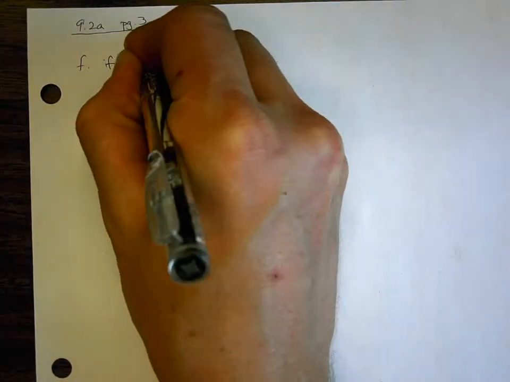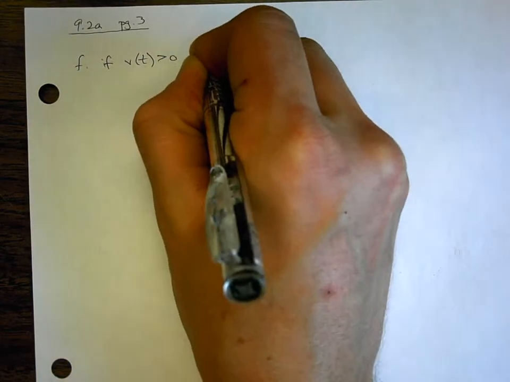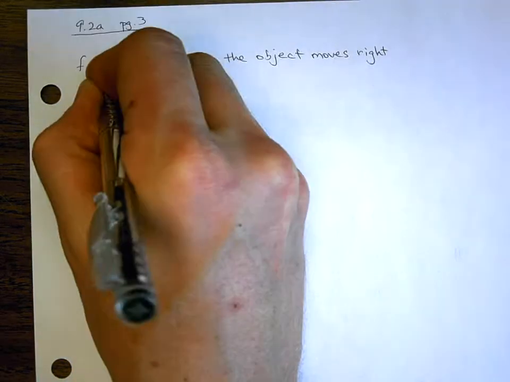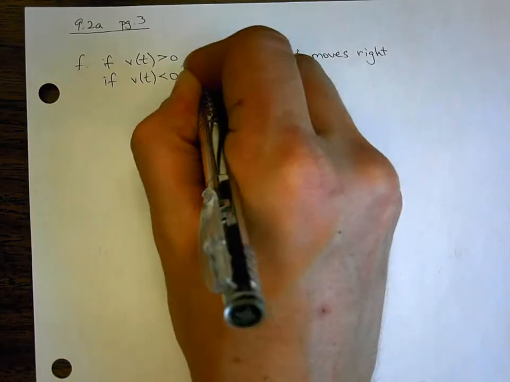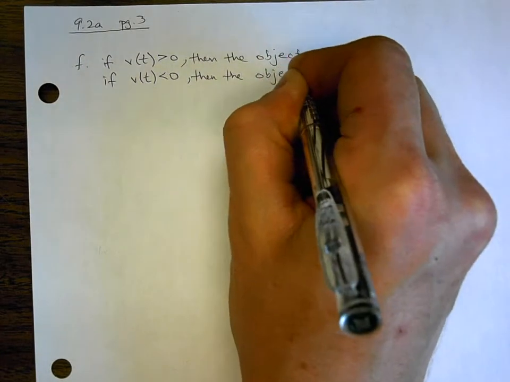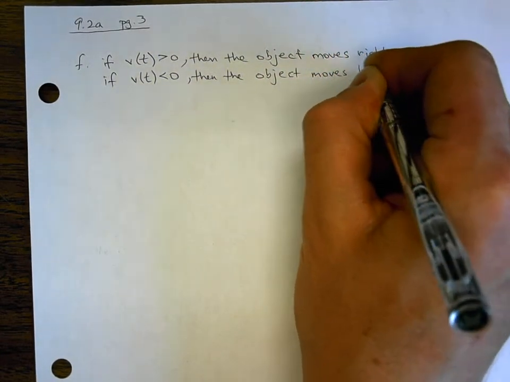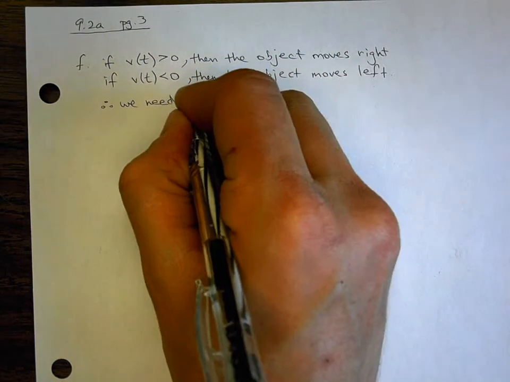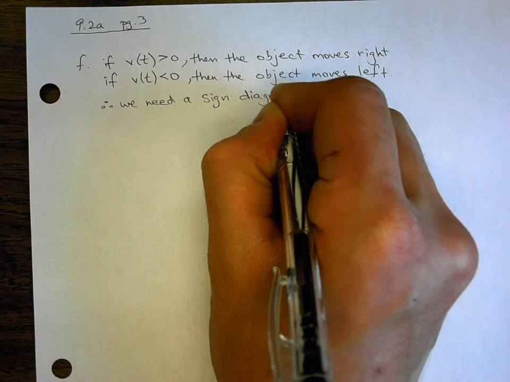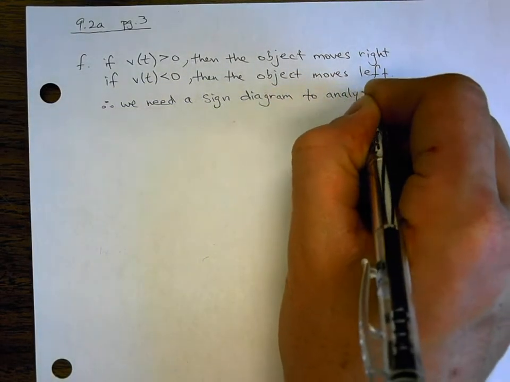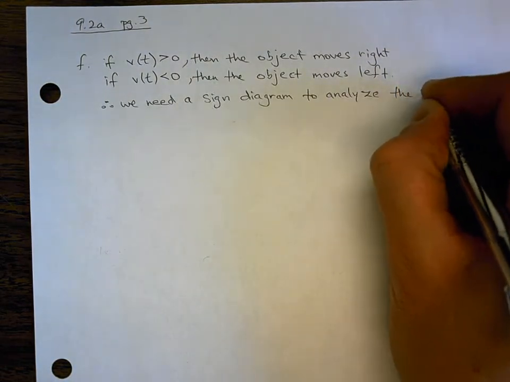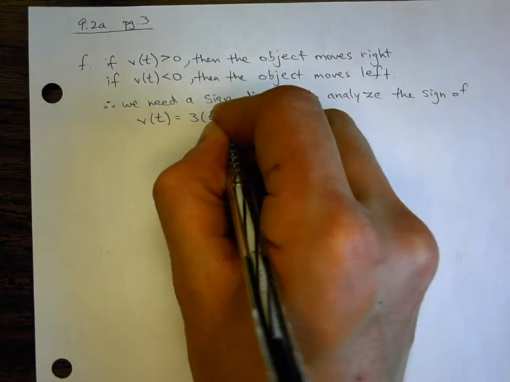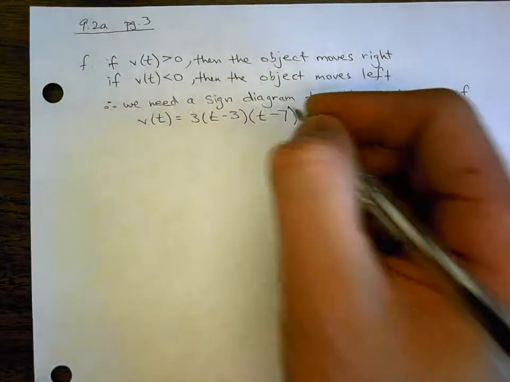If the velocity is greater than 0, then the object moves right. If the velocity is less than 0, then the object or particle moves to the left. So therefore, we need a sign diagram to analyze the sign of v(t), which is equal to, and we factor that, so I'm going to write it in factored form, because that's what you need to do anyways when you're doing a sign diagram.